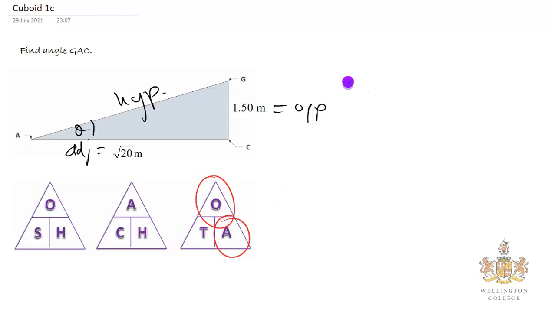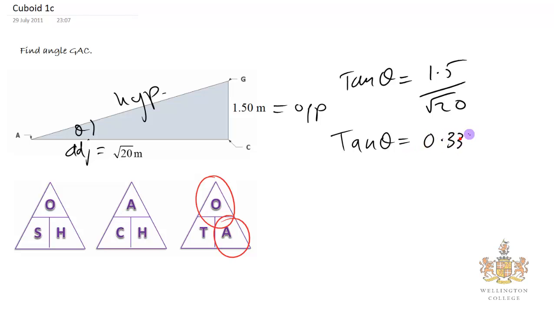So we're told that tan of the angle equals the opposite over the adjacent, so that's 1.5 over the square root of 20. So we take our calculator and we work that out and we get 0.335 and so on. And to find theta we do inverse tan of that, or arc tan in old language.